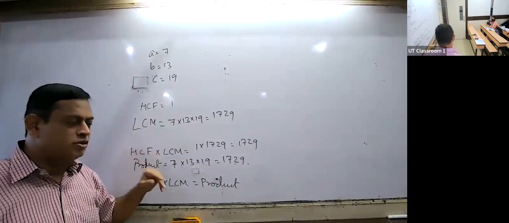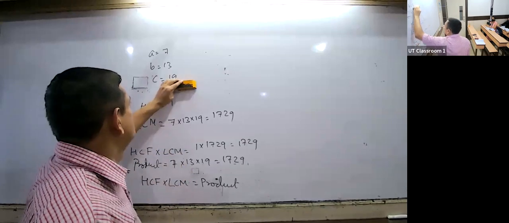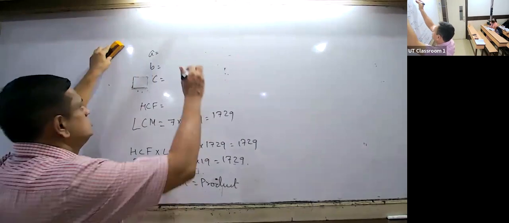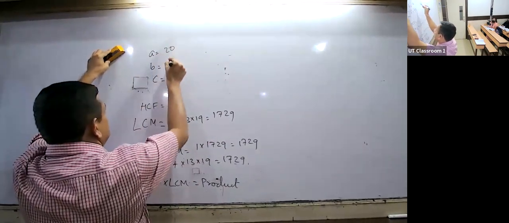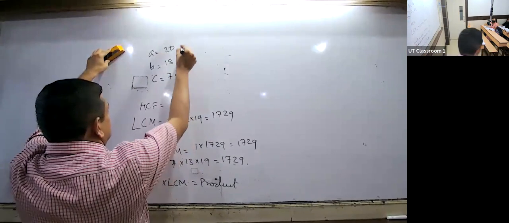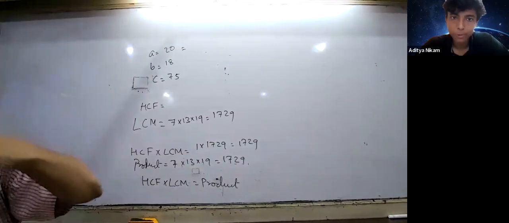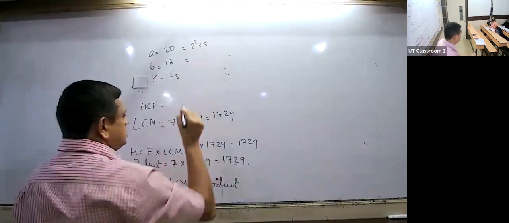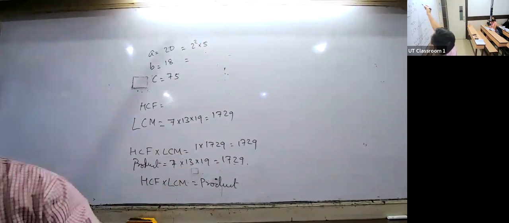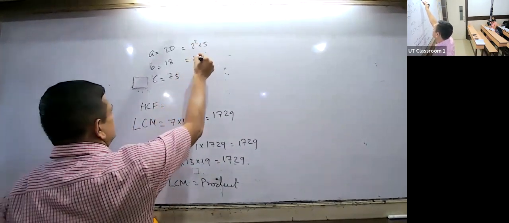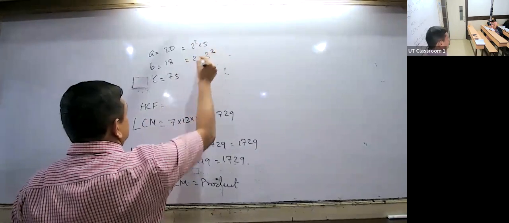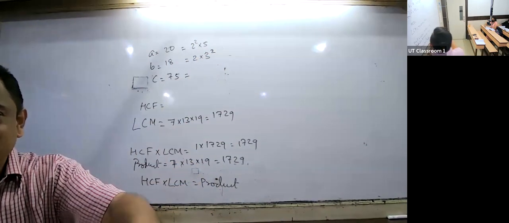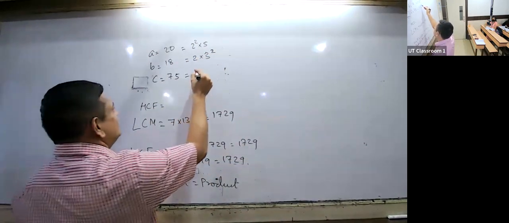Okay. Other day I have given one more. Tell me quickly what is the second part of this question? 20, 18, and 75. Who will tell the factorization of 20? 2 into 2 into 5. 2 square into 5 now. Who will tell the factorization of 18? Very good. 2 into 3 square. Who will tell the factorization of 75? 25 into 3 now. 3 into 5 square.